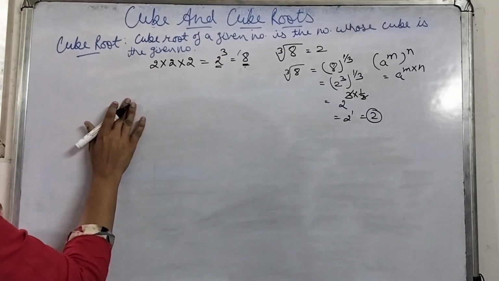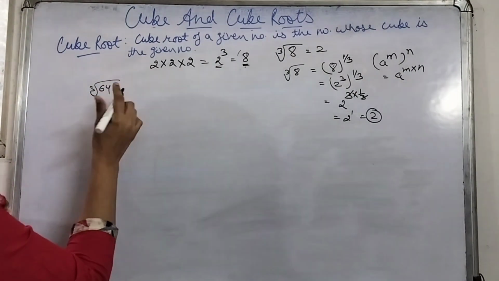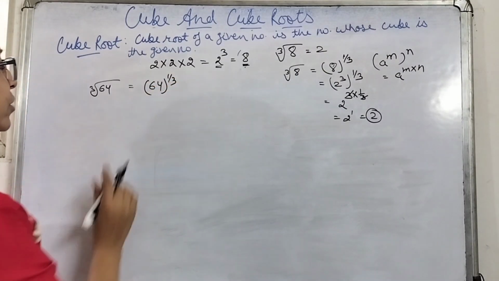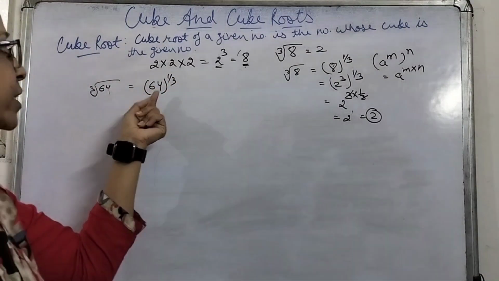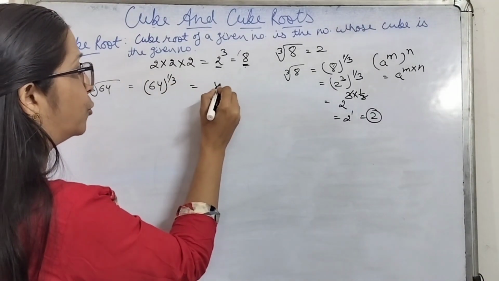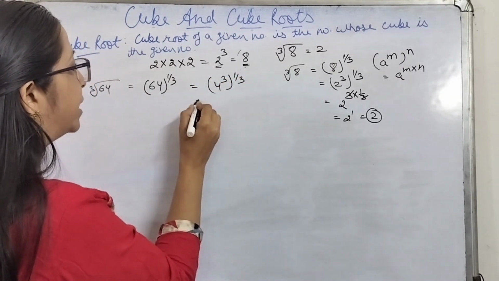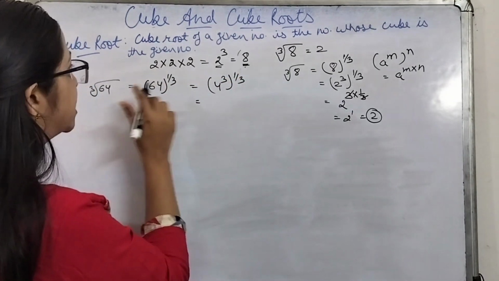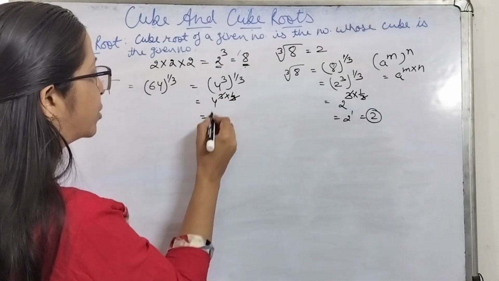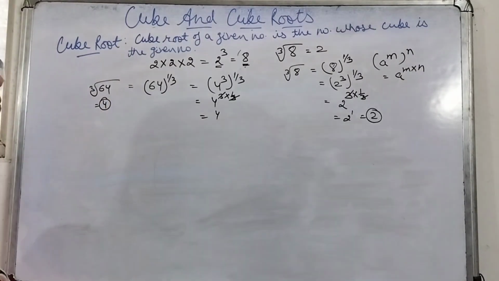Now if we have to find, say, the cube root of 64, that simply means its value will be 64 whole raised to the power 1 upon 3. Cube root means the power is 1 upon 3. Again 64 can be written as 4 raised to the power 3, and the whole raised to the power 1 upon 3. That means the cube root of 64 will be your 4 itself. The 3s are going to cancel, it is 4. So the cube root of 64 will be your 4.